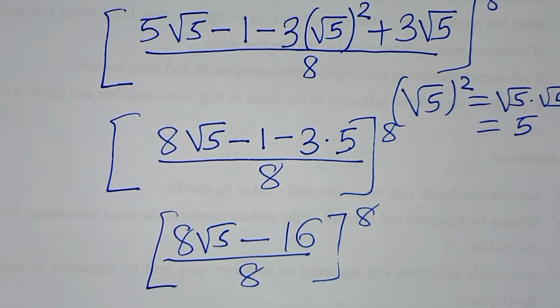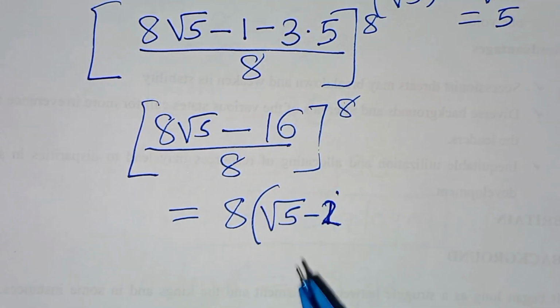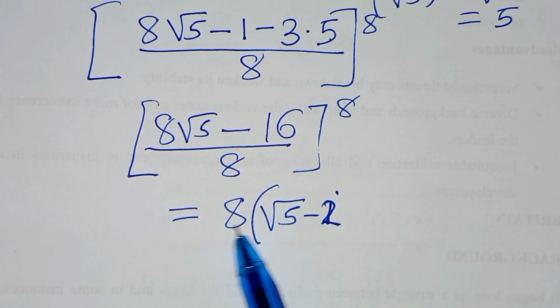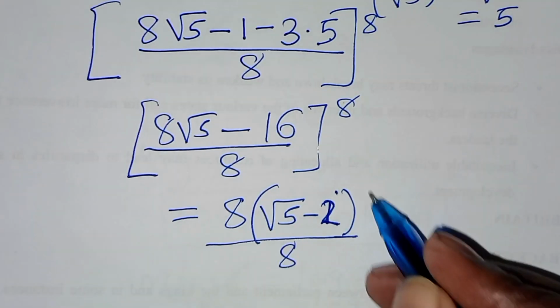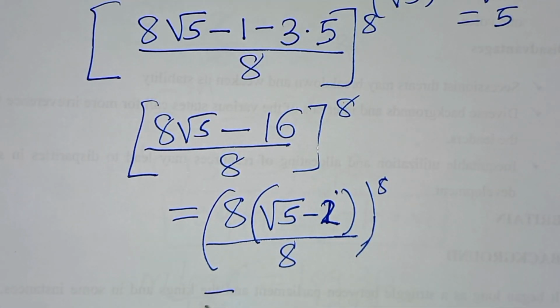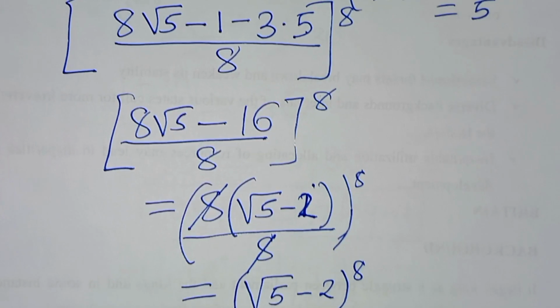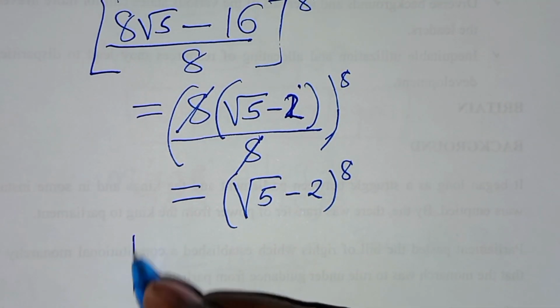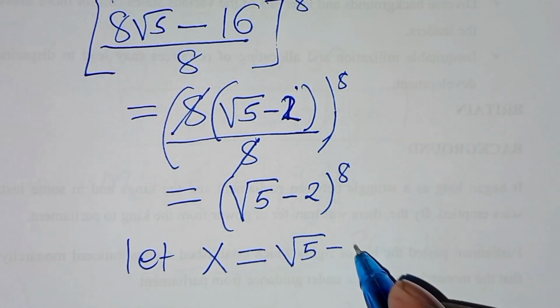And this is actually equal to, we can make 8 to be the subject of the formula. So here we have (8√5 − 16) divided by 8 raised to power 8. So 8 is common here, so we can factor out 8 so that we'll have (√5 − 2) divided by 8, everything here raised to power 8. And therefore, 8 and 8 simplify, so we have (√5 − 2) raised to power 8. So the next step here, we just say let x be equal to √5 − 2.